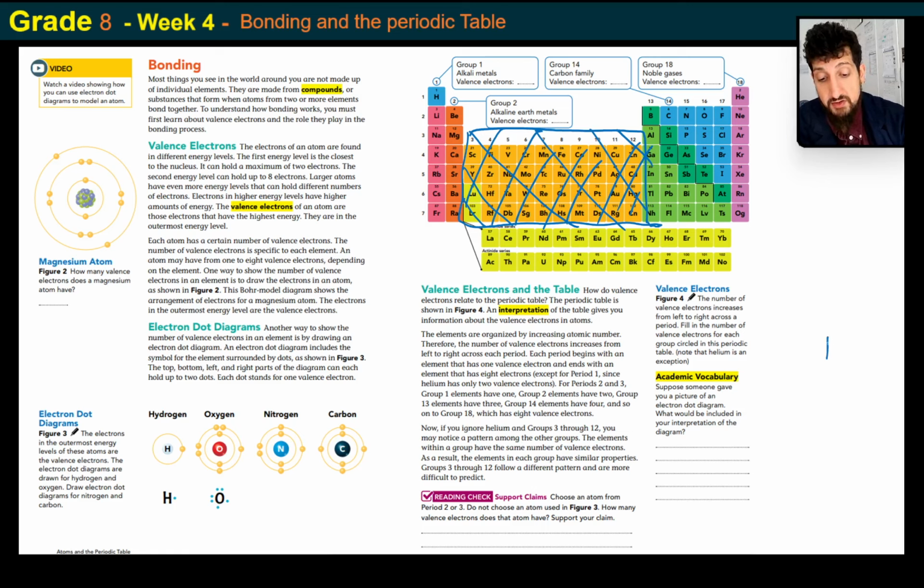Group 5, we've got nitrogen. What is it going to be? 1, 2, 3, 4, 5. That's it. It's as simple as that. What about something from group 8? Let's do argon, which is a gas, a noble gas. 1, 2, 3, 4, 5, 6, 7, 8. Simple as that. Now you know it. Let's keep going.